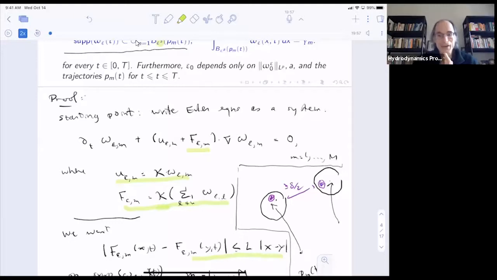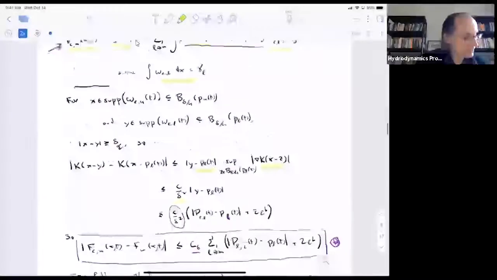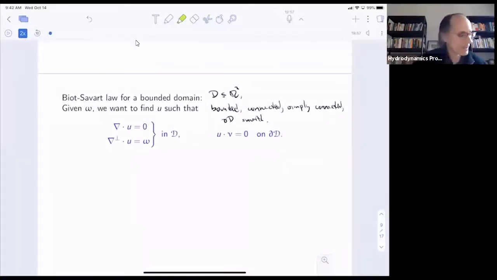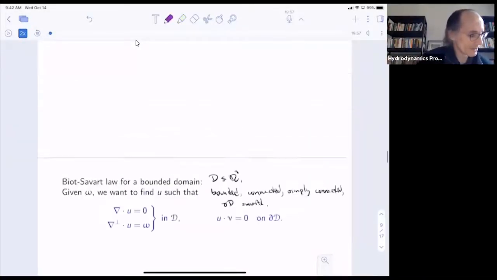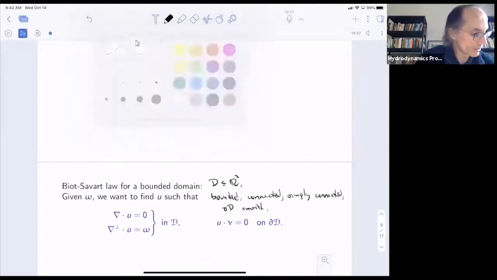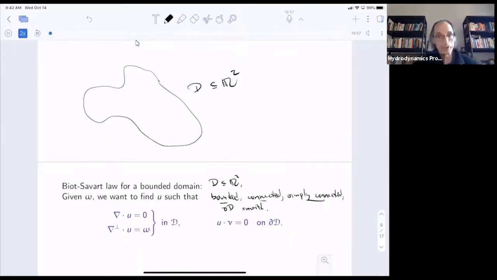Okay, and so let me then discuss a variant of this. And here's the variant. What do I want to do? A bounded domain. So let's draw a domain D. So here's a D in R2. Let's say it's bounded, connected, simply connected, and with a smooth boundary. Connected, if it's not connected, I just consider each piece separately. Simply connected, we'll see the role of that in a second.